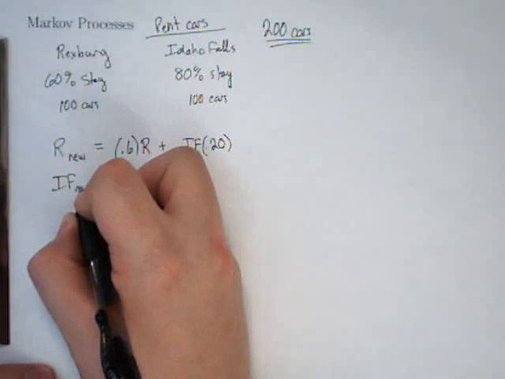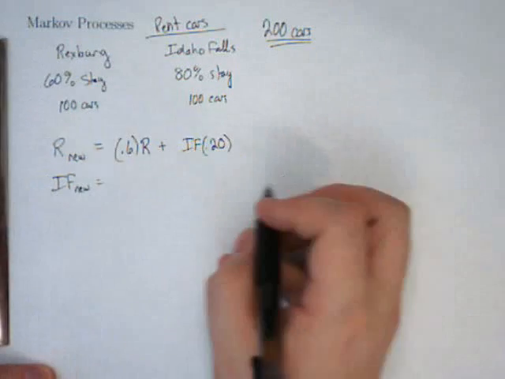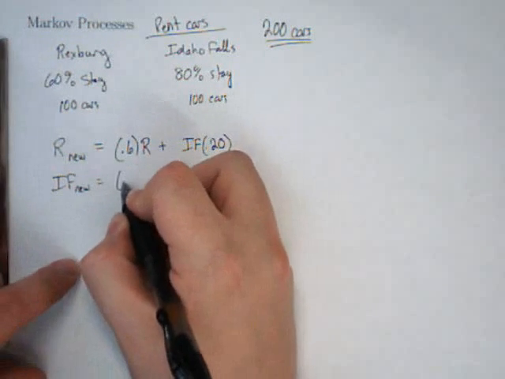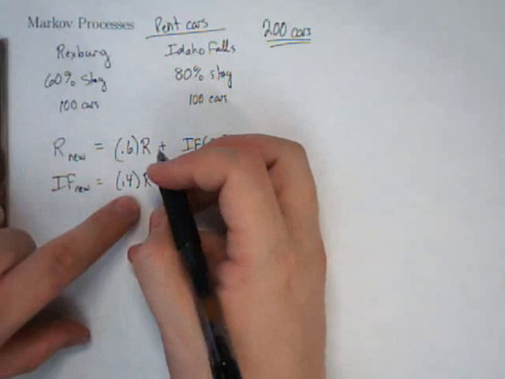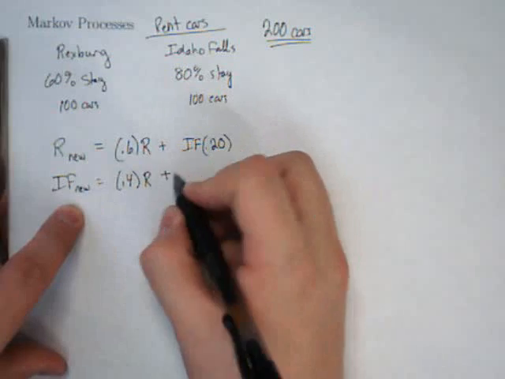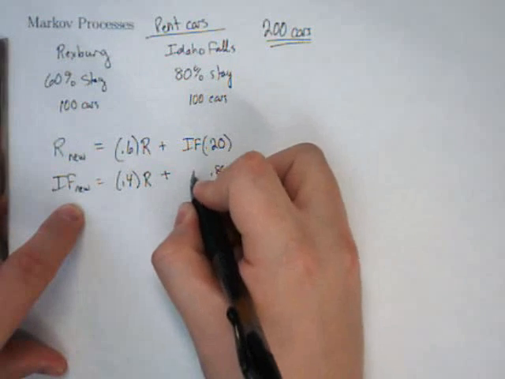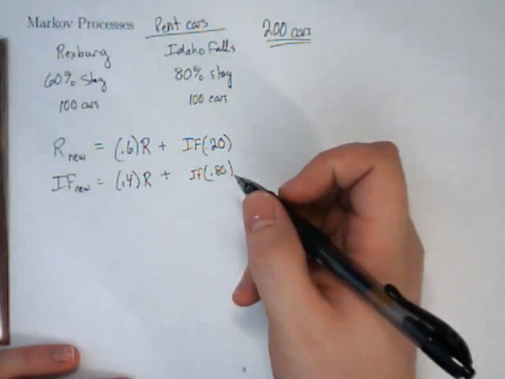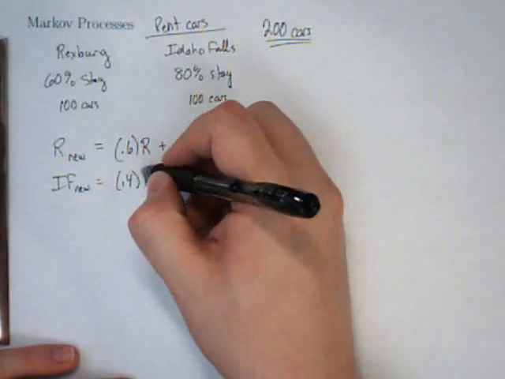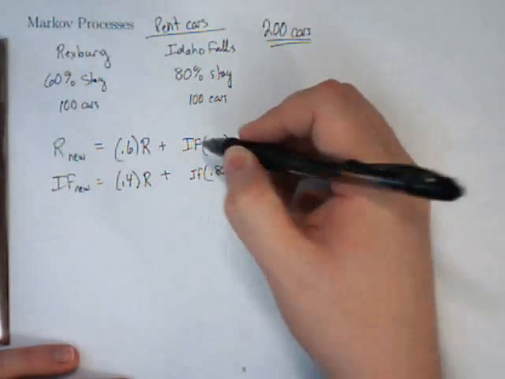Now in the Idaho Falls store, the amount of cars in the next week is, well, 40% of the ones from Rexburg. So the remainder, 40% end up from Rexburg, end up in Idaho Falls. And 80% of what was in Idaho Falls end up in Idaho Falls. I'd like to notice that that sums to 1 and this sums to 1 as well.